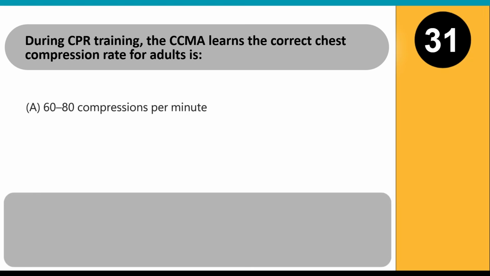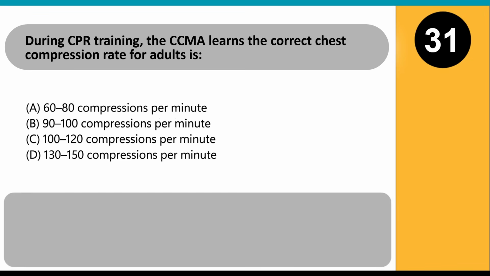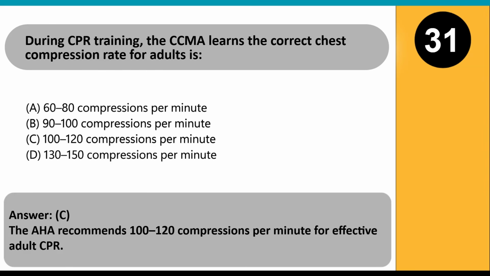During CPR training, the CCMA learns the correct chest compression rate for adults is: A. 60 to 80 compressions per minute. B. 90 to 100 compressions per minute. C. 100 to 120 compressions per minute. D. 130 to 150 compressions per minute. Answer: C. The AHA recommends 100 to 120 compressions per minute for effective adult CPR.